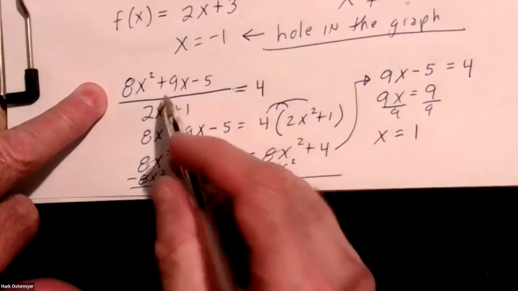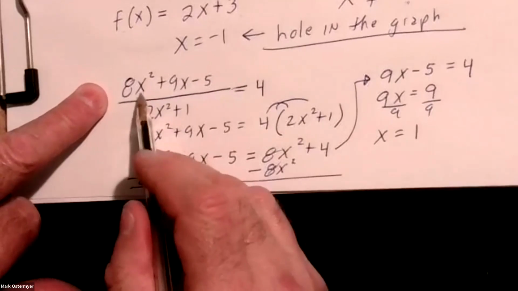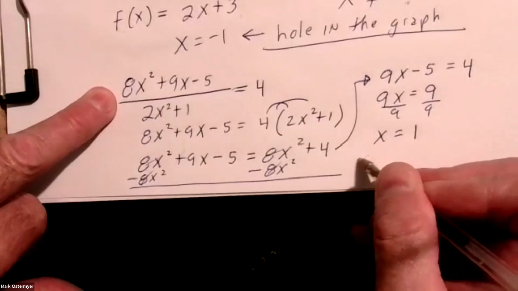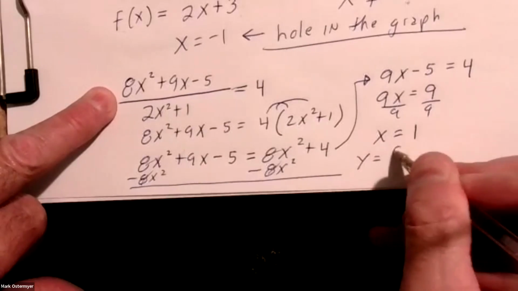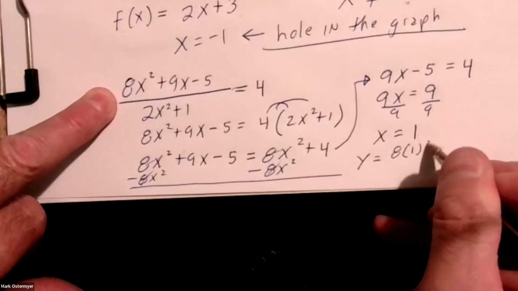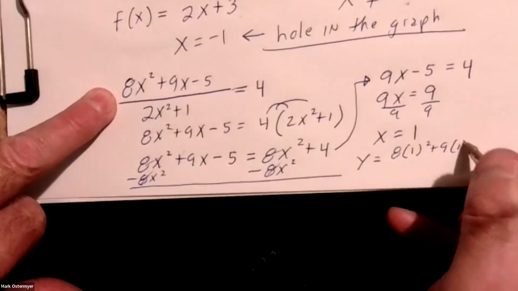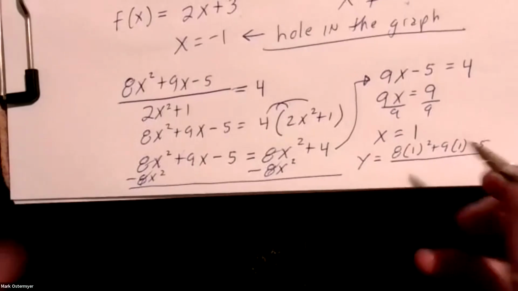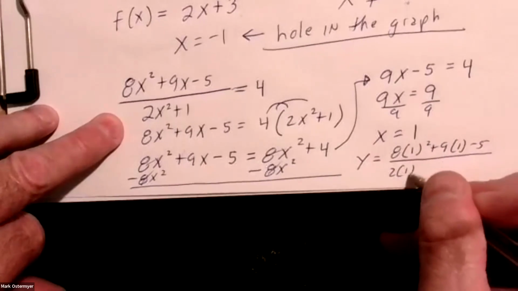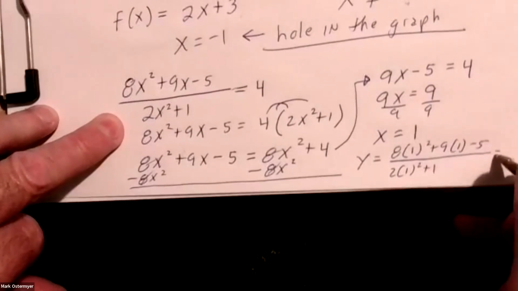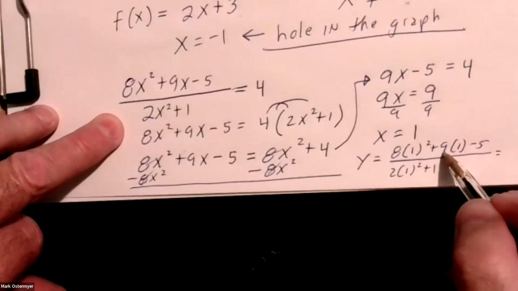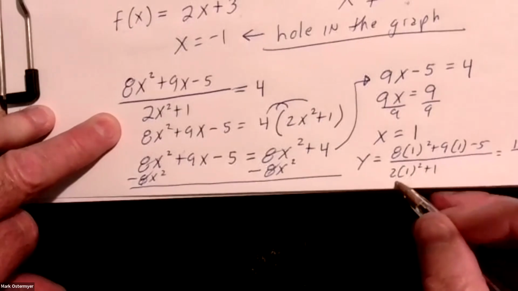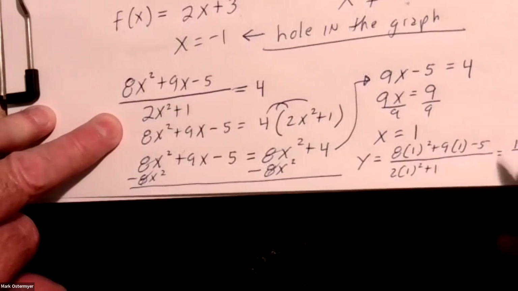Putting positive 1 back into our rational function for x here, here, and here, we'll crank out the y coordinate. So we're going to have 8 times 1 squared plus 9 times 1 minus 5, and that's all going to be divided by 2 times 1 squared plus 1. So this is going to be 8 plus 9 is 17 minus 5 is 12, and this is going to be 2 plus 1 is 3.